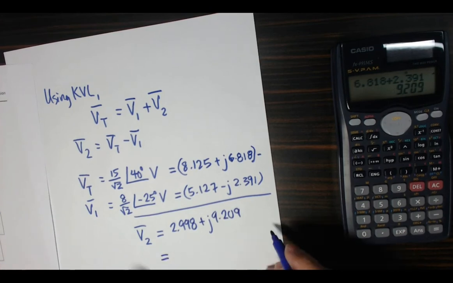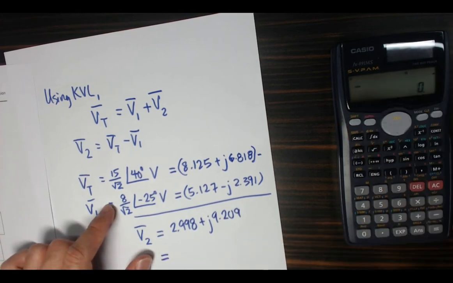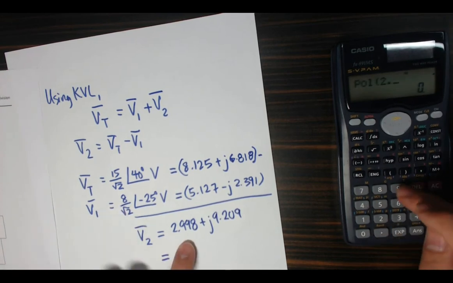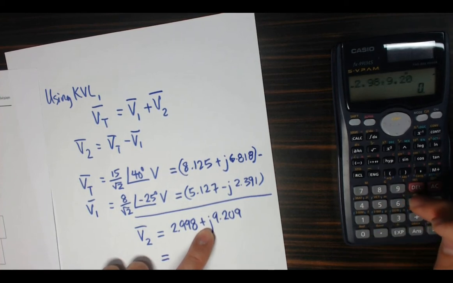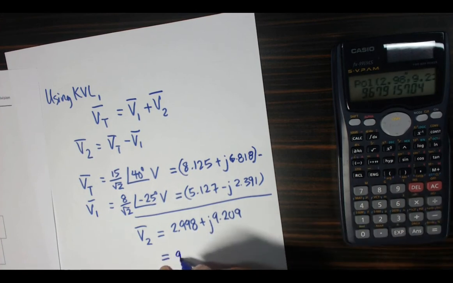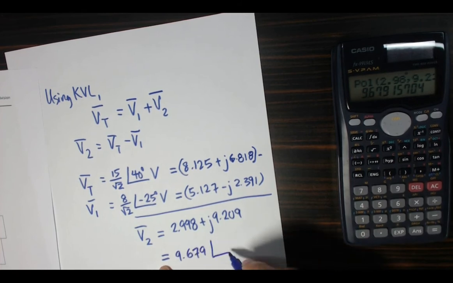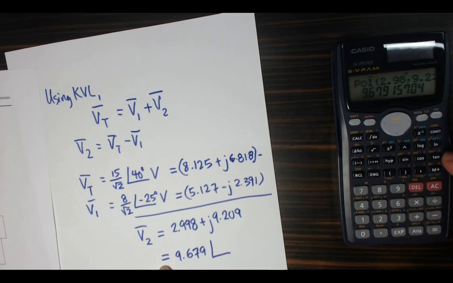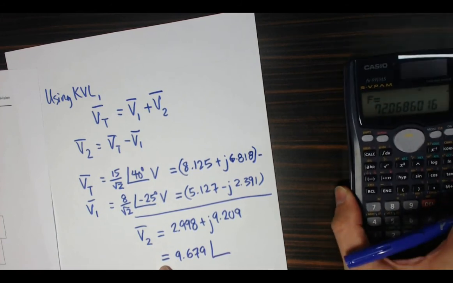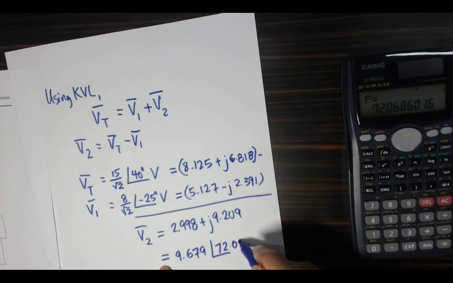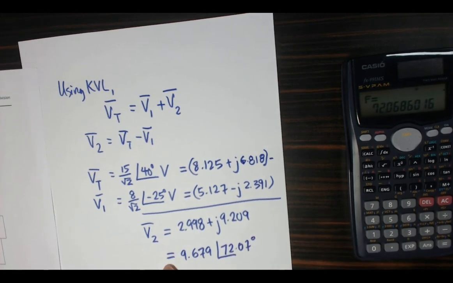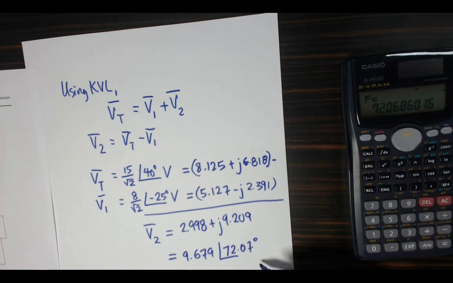Okay, so now I convert this back to the polar form. Polar form is 2.998 and 9.209. That's 9.679 at an angle of 72.07 degrees. I should call this V2, so this is my answer.